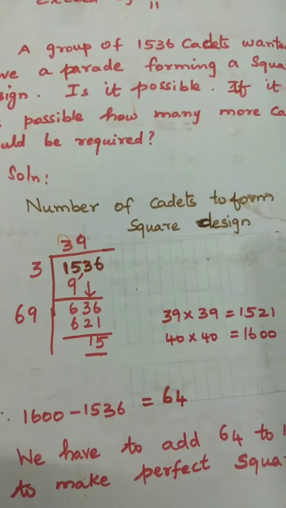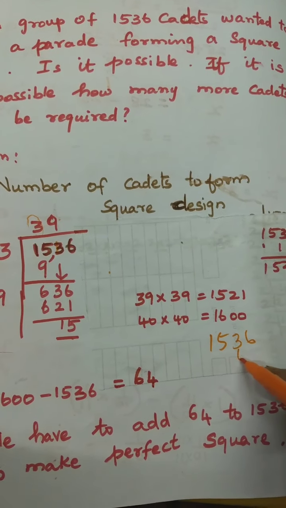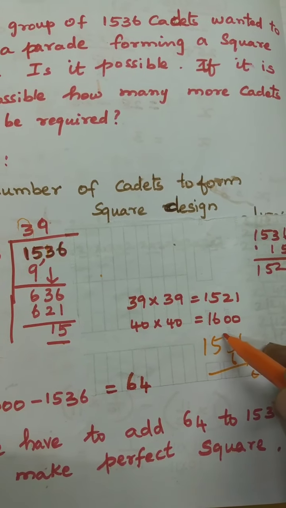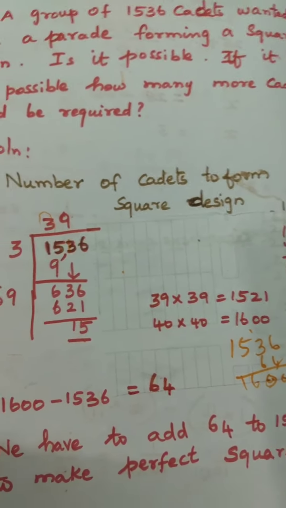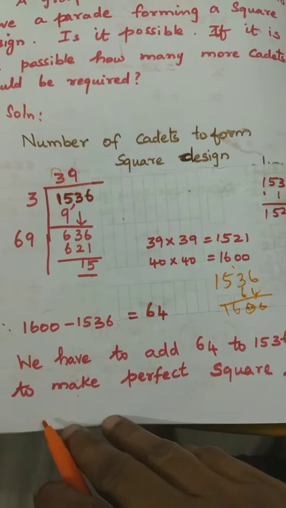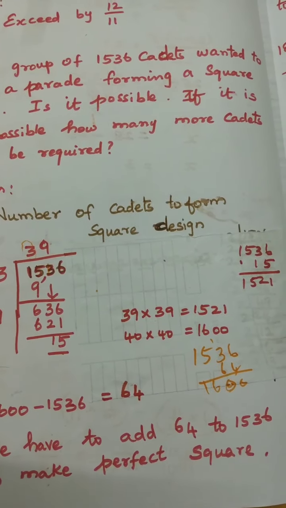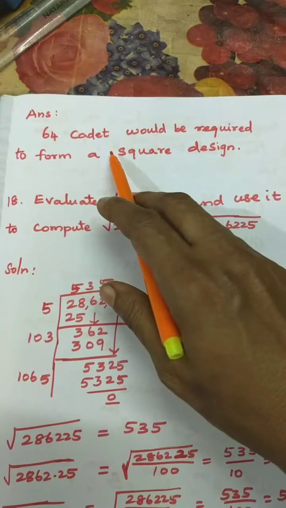If we add 64 to 1536, we get 0, remainder 1, again 0, remainder 1, 6, 1. Okay. Now they can form a square design. So we have to add 64 to 1536 to make a perfect square. So 64 cadets would be required to form a square design.